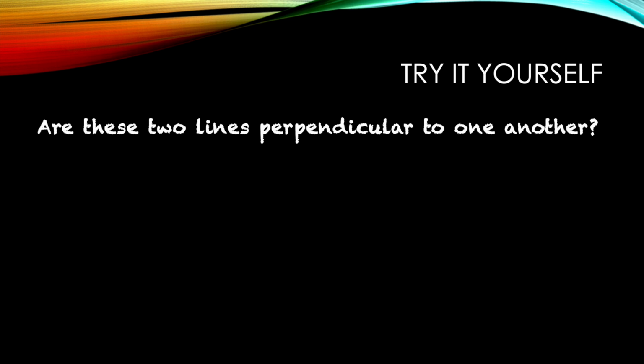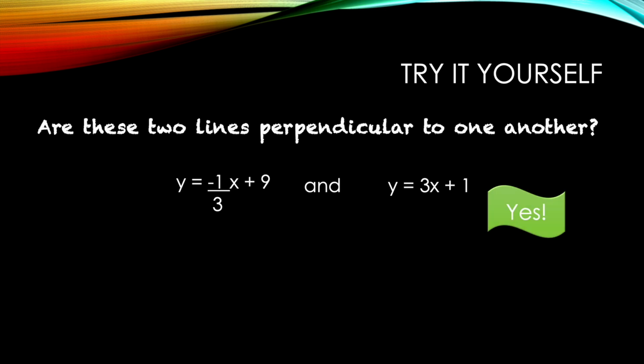Here is a fun activity for you to try. Are these two lines perpendicular to one another? So here I have y equals negative 1 over 3x plus 9 and y equals 3x plus 1. If you take a look at their slopes, you can see that they are, in fact, perpendicular to one another because their slopes are negative reciprocals of one another.